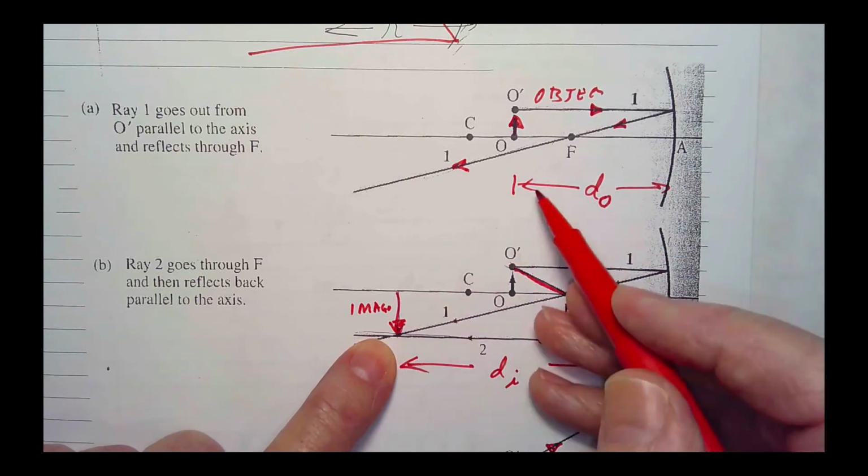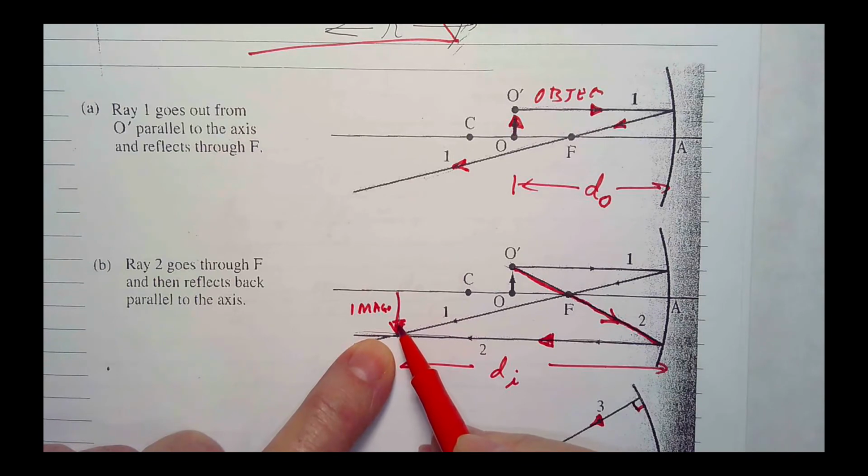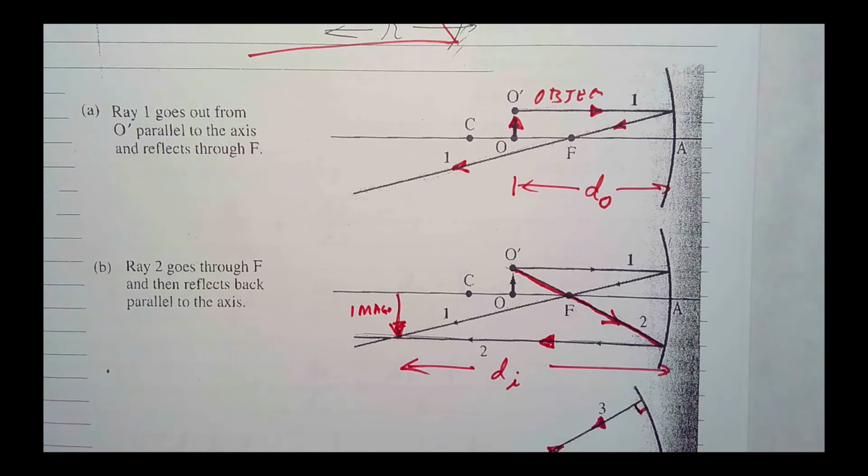Those three properties for this one are: the image is inverted. This object was right side up, the image is upside down. This one happens to be, for this configuration, a magnification which is greater than 1. The image is bigger than the object. And it's a real image because the rays actually go through there.